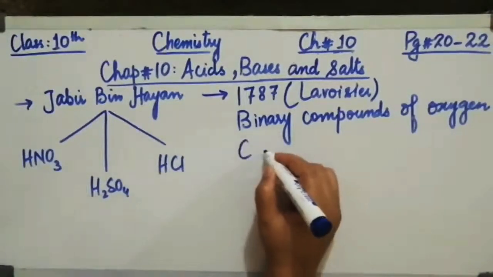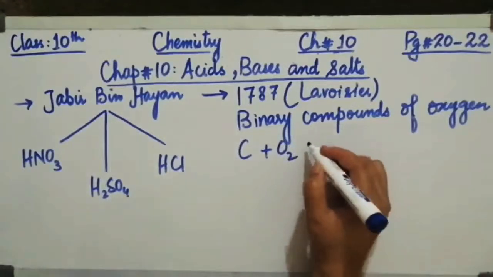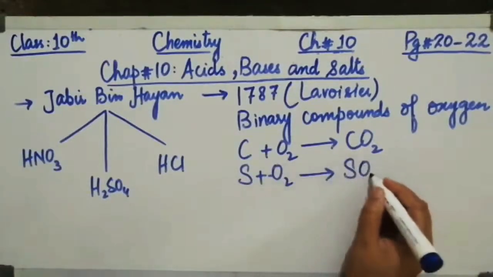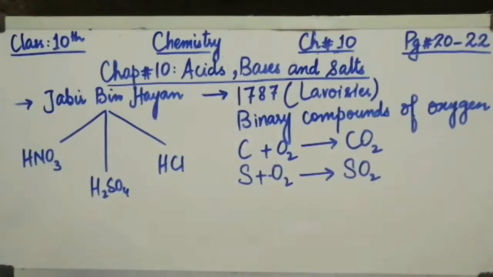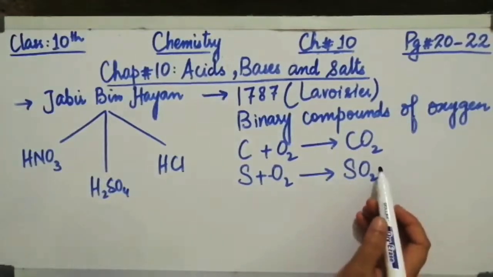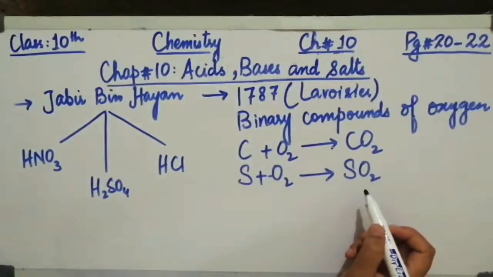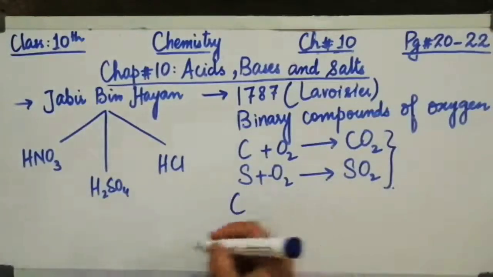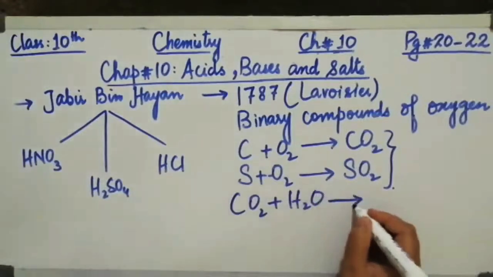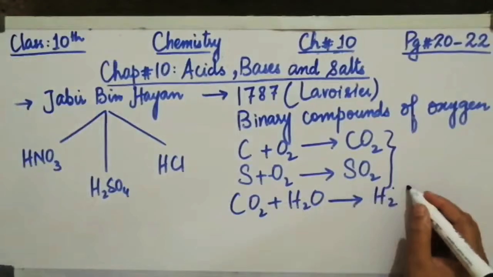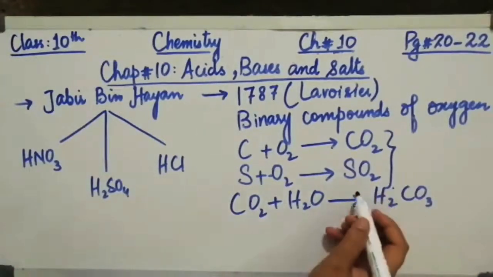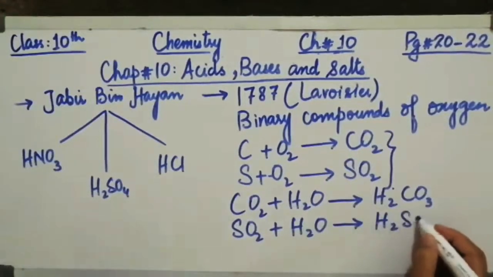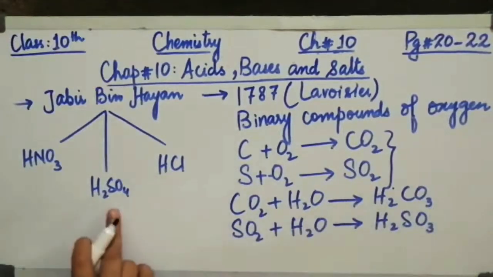How? For example, carbon combines with oxygen to form carbon dioxide. In a similar manner, sulfur combines with oxygen to form sulfur dioxide. On dissolving these compounds, carbon dioxide and sulfur dioxide, in water, they gave acidic solutions. So it is clear that after dissolving in water they form acids. In this case, carbon dioxide forms H2CO3, that is carbonic acid. And if sulfur dioxide gets dissolved in water, it forms H2SO3, that is sulfurous acid, not sulfuric acid.